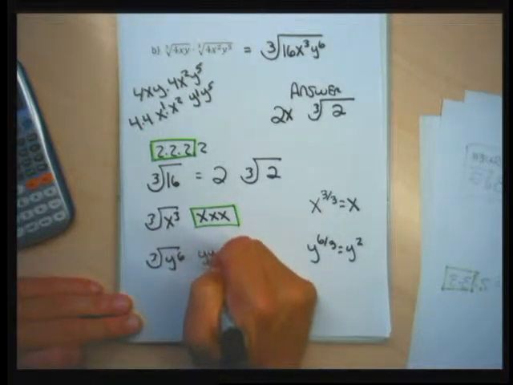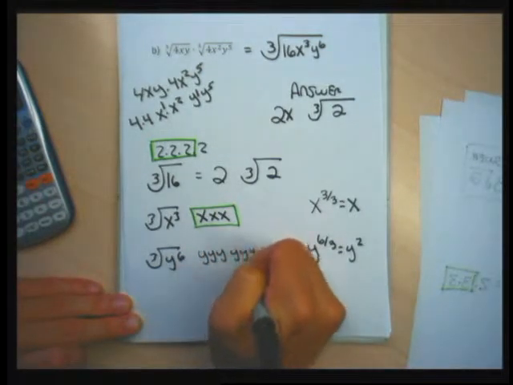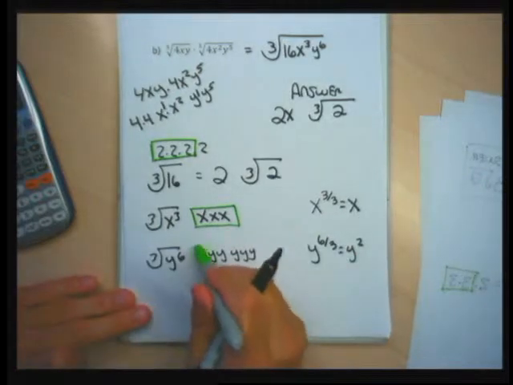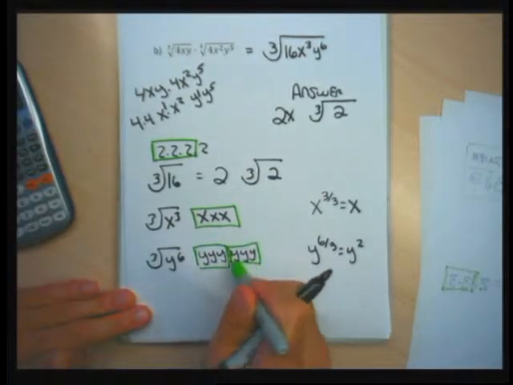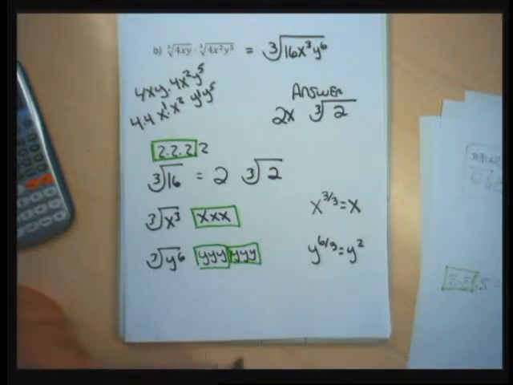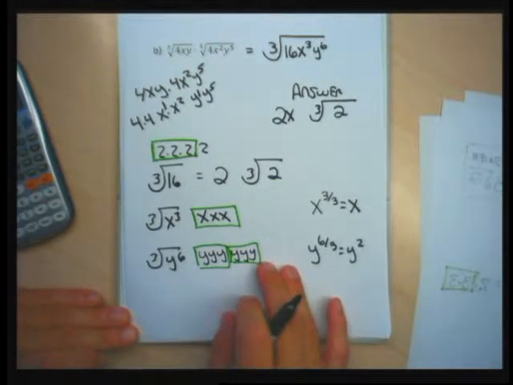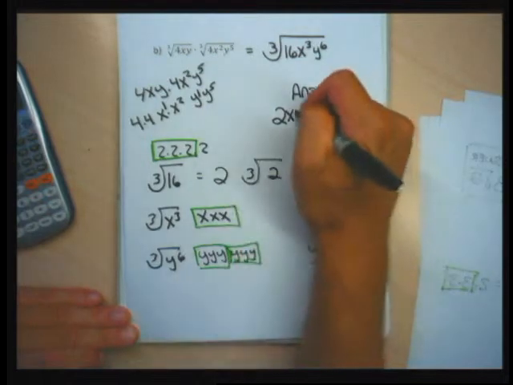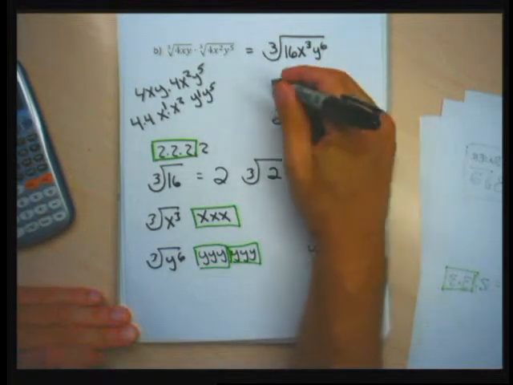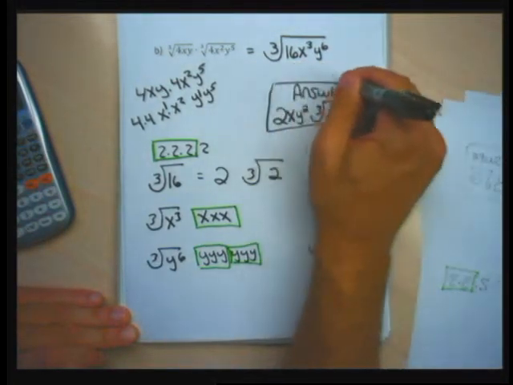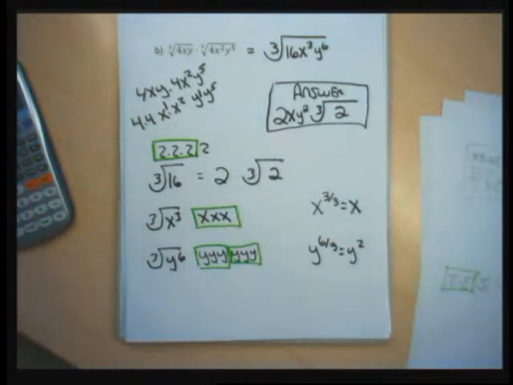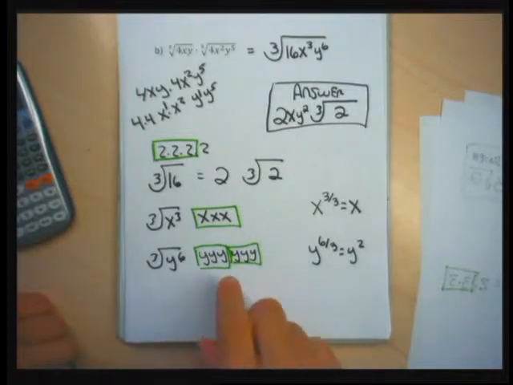Or I can write down 6 y's in a row and make groups of 3. I get 2 groups of 3 with nothing left over. That tells me I have 2 y's outside the radical, nothing left over, so there's no y's under the radical. The 2 y's outside the radical, I'm going to multiply and make them a y squared. So the best answer to part B is 2xy squared to the left of the radical and a cube root of 2 for under the radical.